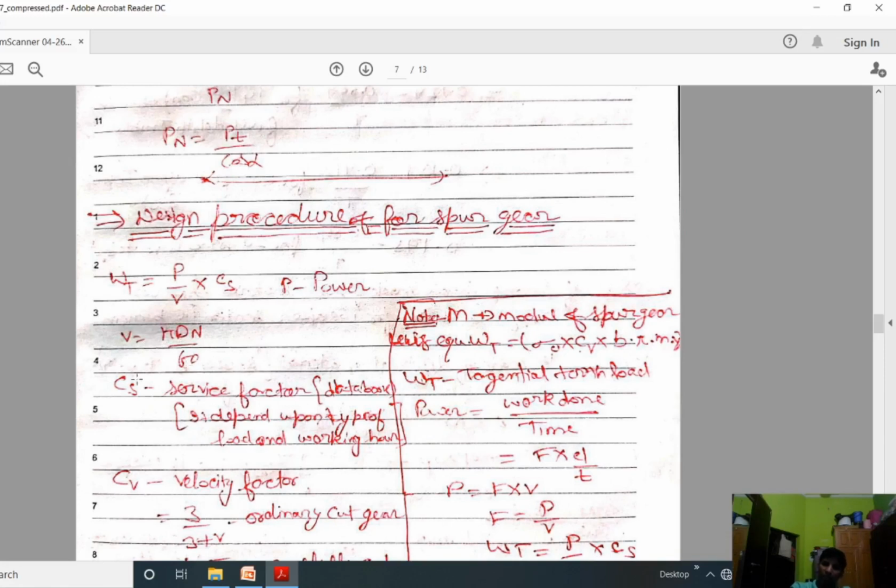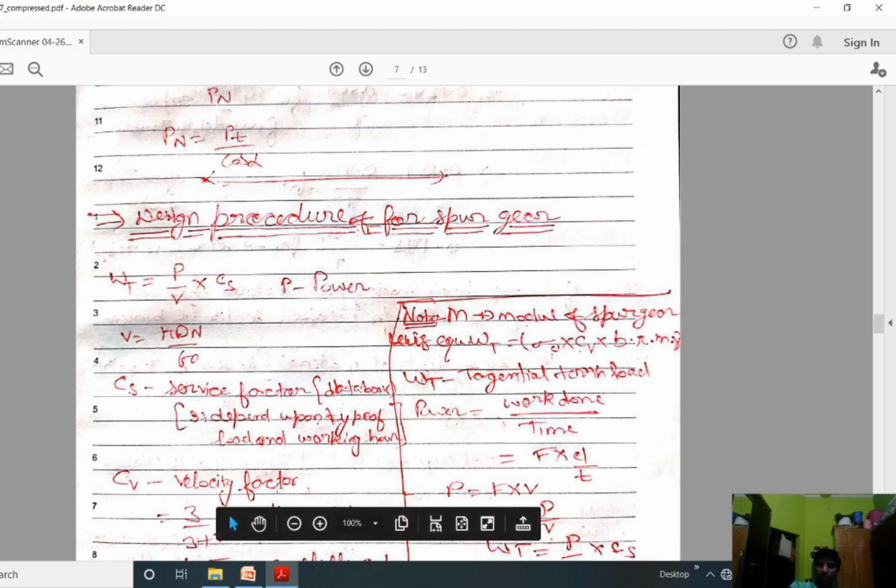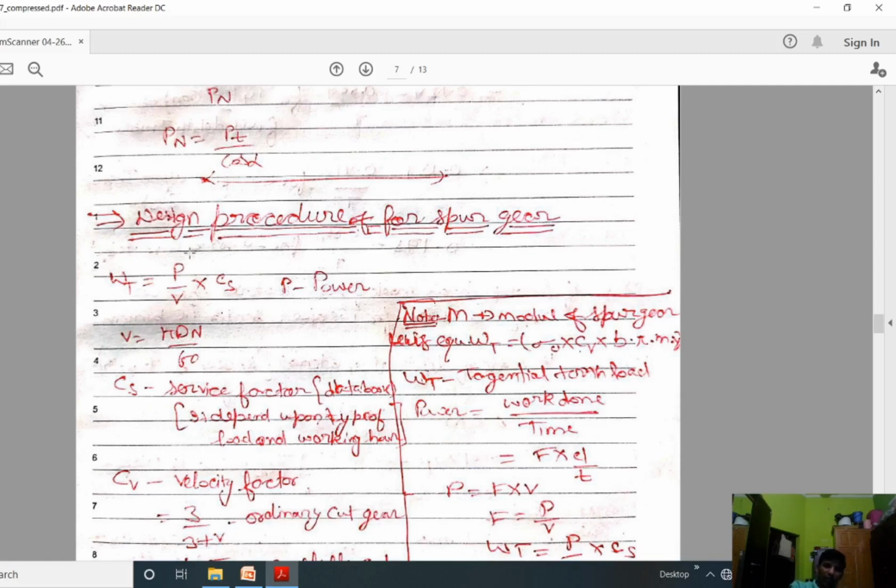This may be different for gear as well as pinion. If the materials for gear and pinion are different, we have to find out the value of V for two different values. Pi into dp into np, where dp is the diameter of pinion and np is the speed of pinion. Similarly, we have pi dg ng divided by 60 for gear, and CS is the service factor, and CV is the velocity factor.